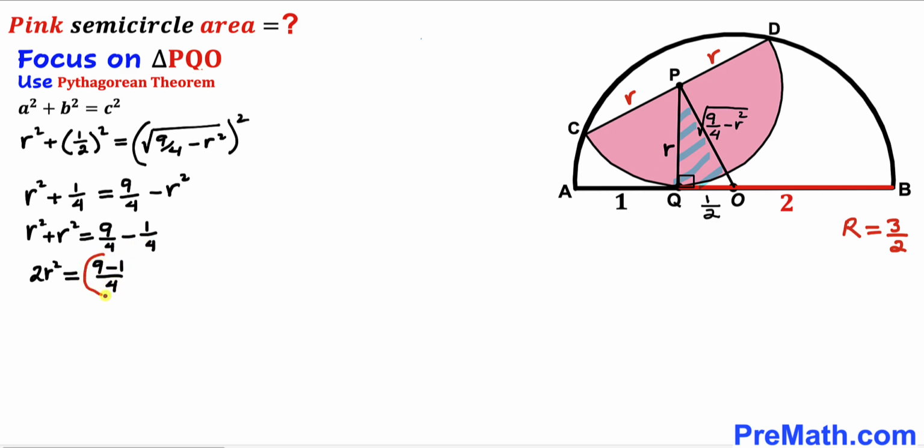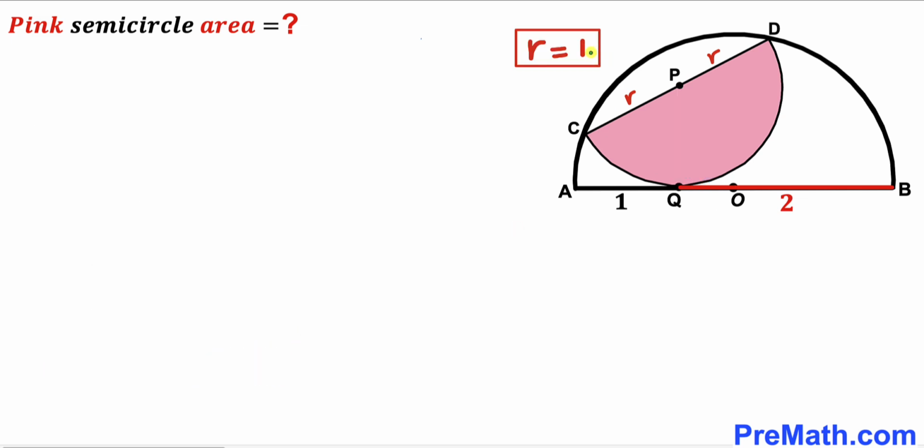And now let's focus on this right hand side. 9 minus 1 is 8 divided by 4 is going to be equal to 2. So therefore we can write down 2r square equals to 2 on the right hand side. Let's divide both sides by 2. 2 and 2 is gone. So therefore r square turns out to be equal to 1. And now I am going to undo this square by taking square root on both sides. So therefore our radius lowercase r is going to be equal to positive 1 units. So thus the radius of this pink semicircle turns out to be 1 unit.